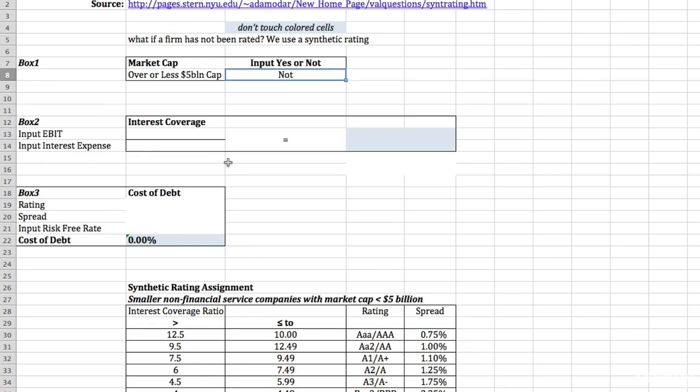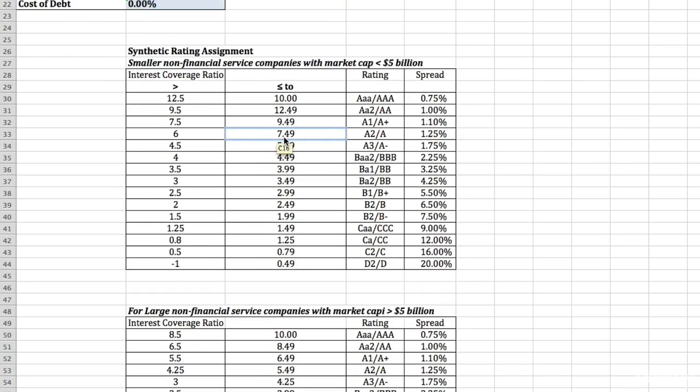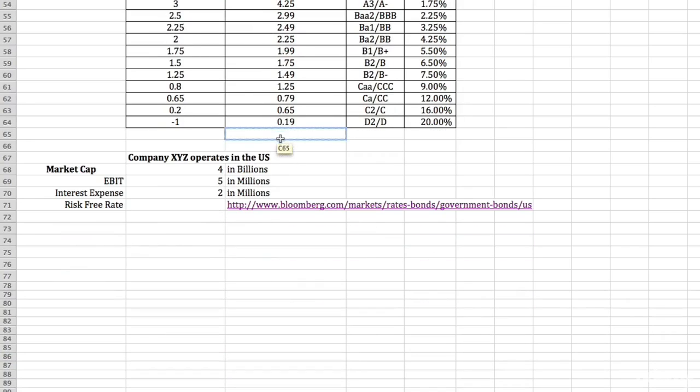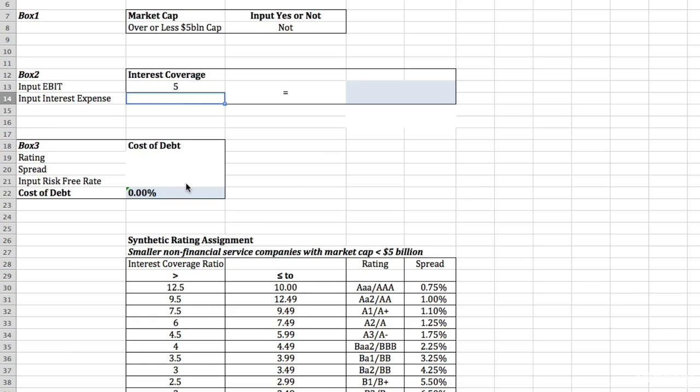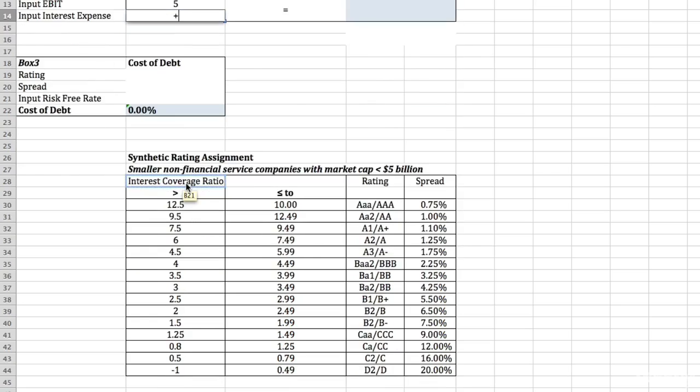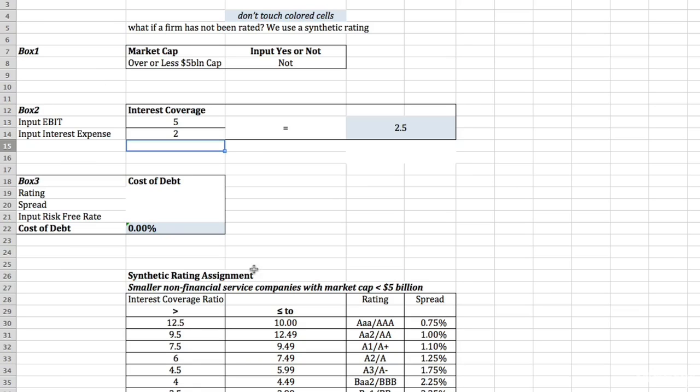Now, another thing that we want to know, we want to compute in the second box the interest coverage ratio, and we do so by taking our EBIT, our earnings before interest and taxes, that is actually here, 5, and then we want to get our interest expense, and we want to input it there, and our interest expense is here. And that's it. As you can see here, we got our interest coverage ratio, which is 2.5.